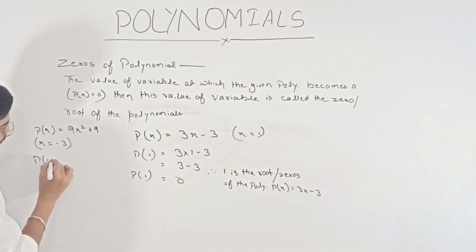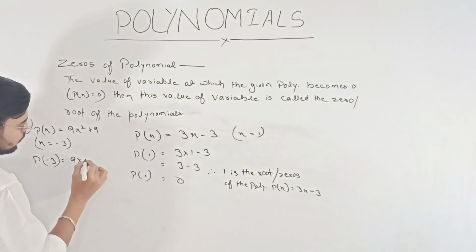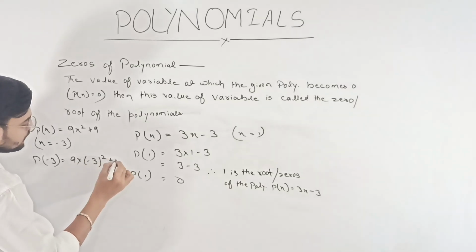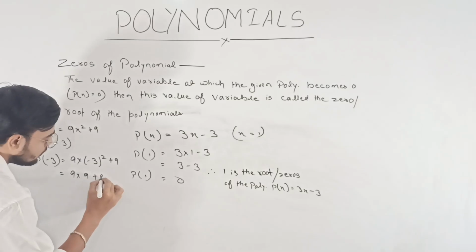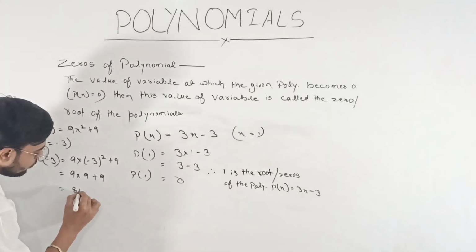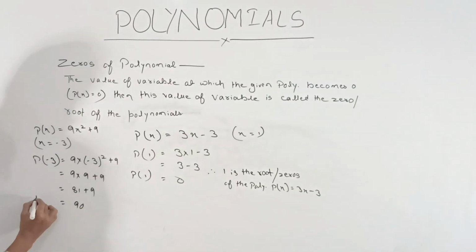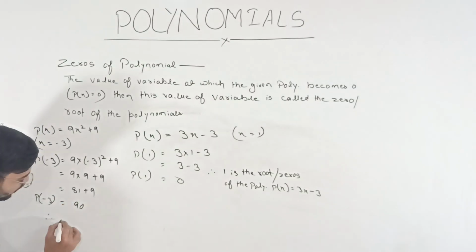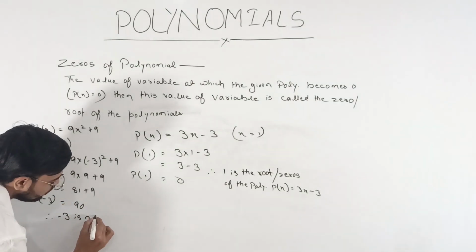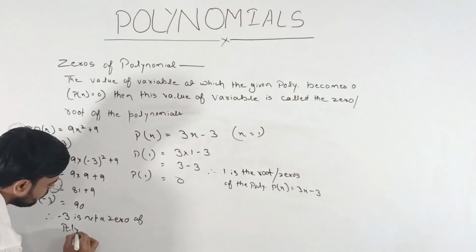Let us check. p(-3): in place of x we put minus 3. Now 9 into minus 3 square plus 9 is equal to 9 times minus 3 square, which is 9, plus 9. Now look, 9 times 9 is 81, plus 9. This will become 90. This is not equal to 0. If I put minus 3 in place of x, the polynomial becomes 90. This is not equal to 0. So therefore minus 3 is not a zero of the polynomial.